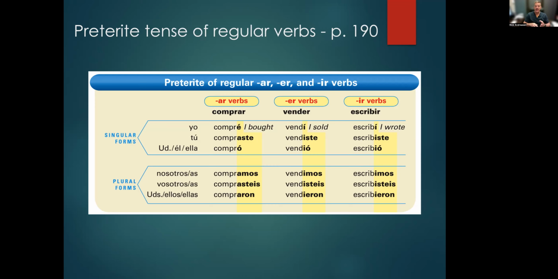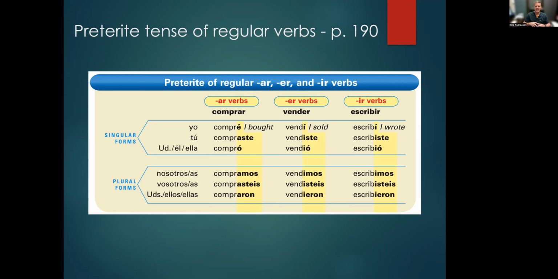Those endings are í, which is I with an accent, iste, ió, imos, isteis, and ieron. So clases repitan. Yo vendí. Tú vendiste. Usted, él, ella vendió. Nosotros, nosotras vendimos. Vosotros, vosotras vendisteis. Ustedes, ellos, ellas vendieron.